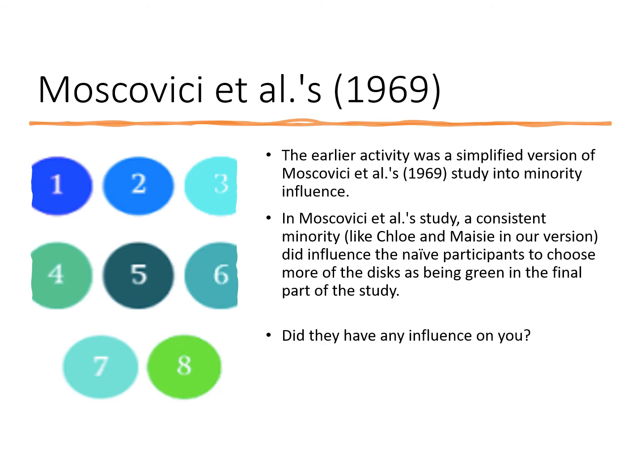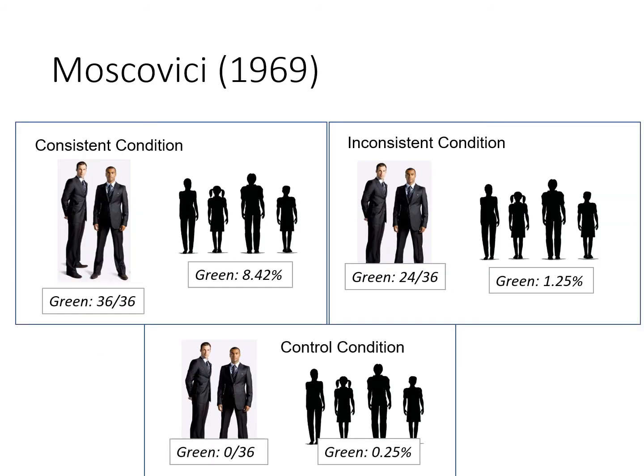Have a look at your results of how you categorized the green and the blue discs. Did the minority have an influence on you? Because I know when I did it, I did categorize more into the green than I did the blue.